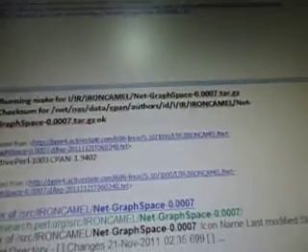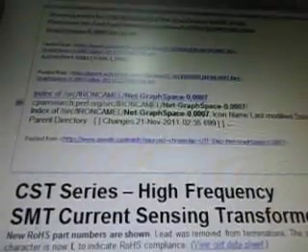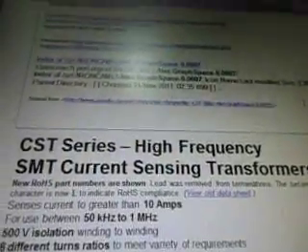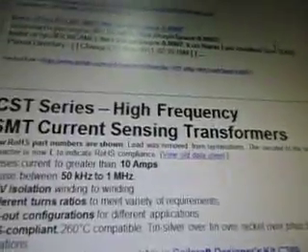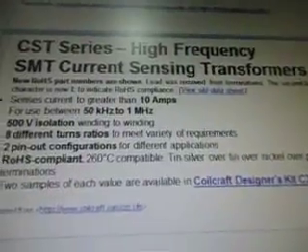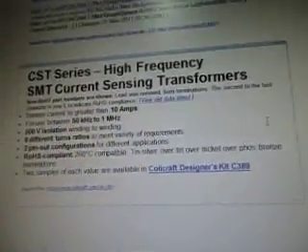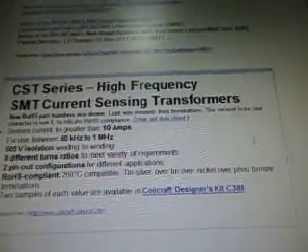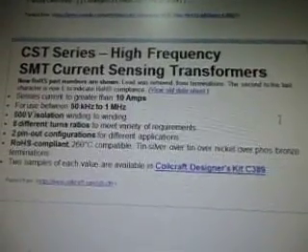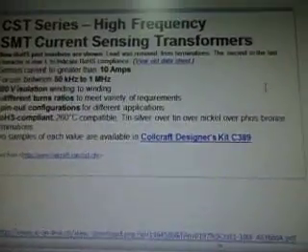And running mate for the IRONCAMEL, it talks about active Pearl, C-SPAN. Again, net GRAPHSPACE comes up again, parent directory. And then, so I look up the CST series high frequency SMT current sensing transformers. Senses current to greater than 10 amps for use between 50 kHz and 1 MHz. I still have no idea what these things are for.